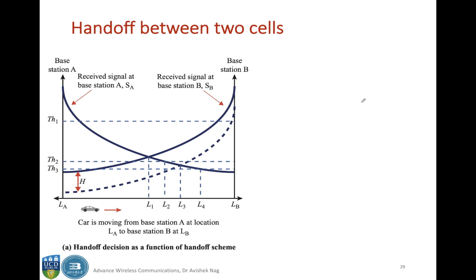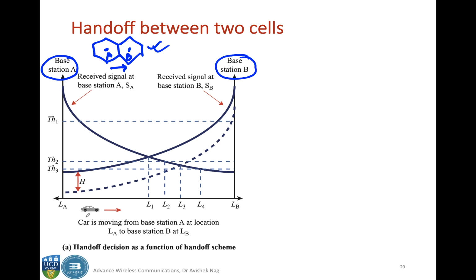Handoff between two cells happens when you are moving away from one cell and moving close to another cell. Let's imagine there are two cells here. There you have this one with the base station A and this one with the base station B, and you are moving from here to here. This picture gives you the relative signal strengths. Let's say base station A is here and base station B is here, according to this cellular pattern.